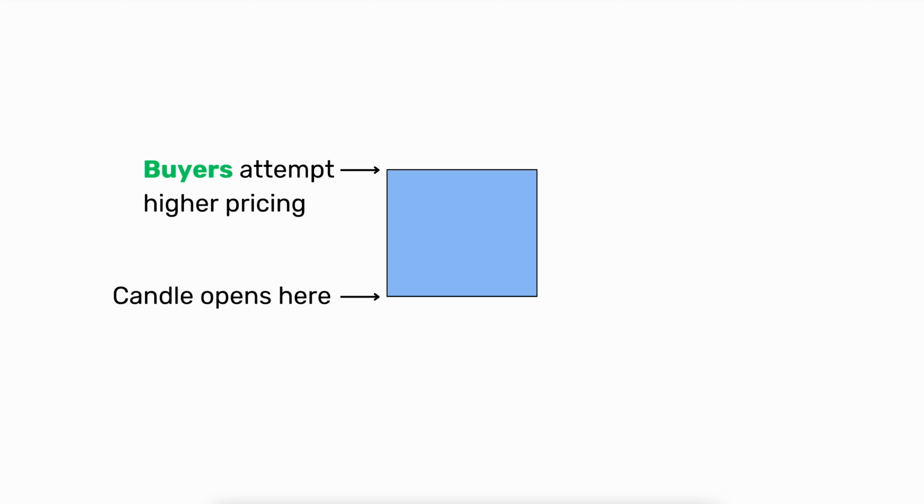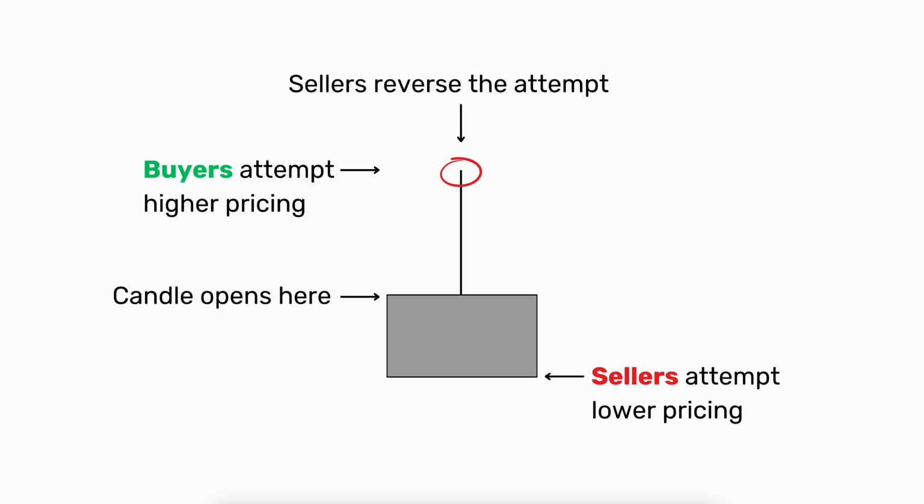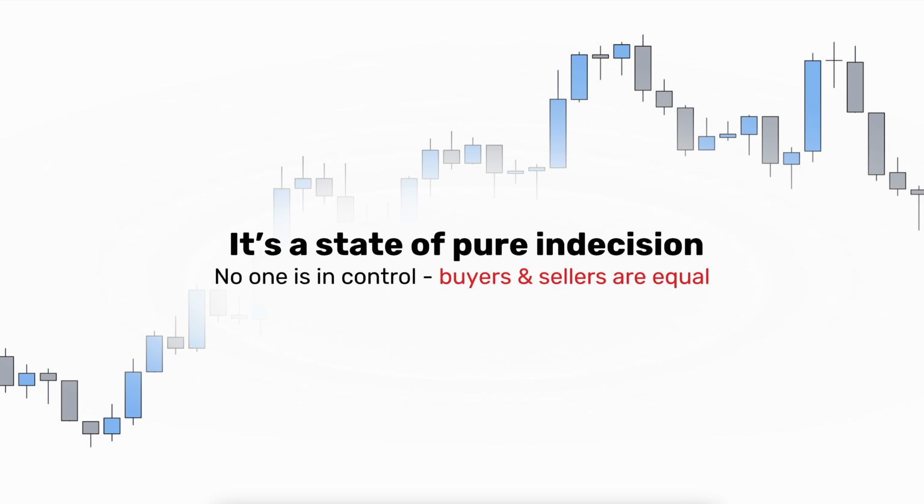Now here's a run through of how an indecision candle may form. The candle opens here. Buyers attempt to push the market higher. Sellers reverse this attempt. Sellers then attempt lower pricing, but eventually the market ends up closing near the open price. So what we've seen is an equal attempt from buying and an equal attempt from selling without really any movement being made. It's simply a state of pure indecision in the market. No one is in control. Buyers and sellers are equal.